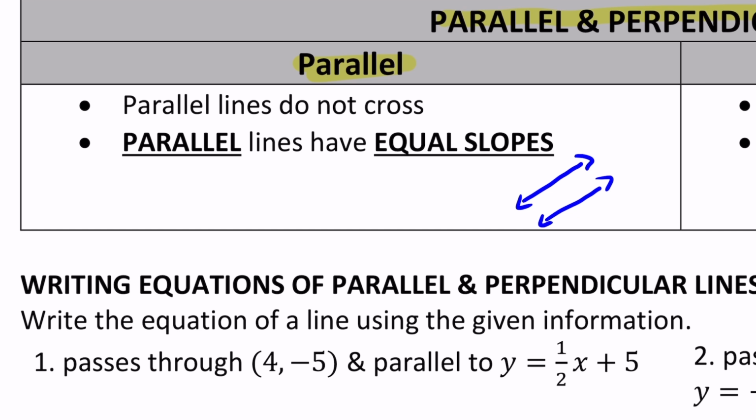So if I said I have a line that has a slope of 1/3, well, the line parallel to that original line should have the same slope as well. So again, this is my original slope. What's the slope that's parallel? Well, that's going to become 1/3 as well.